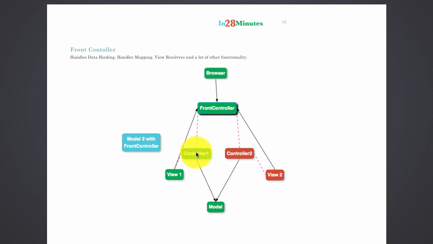So the controller would come back with two things. One is the model. The second one is the view, probably view 1 is the right thing to show. Then the front controller would execute view 1, giving it the model. It creates the HTML and sends the HTML back to the browser. Let's look at a simple example now.